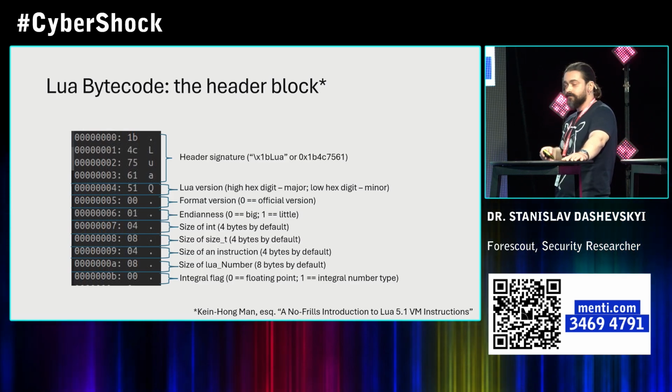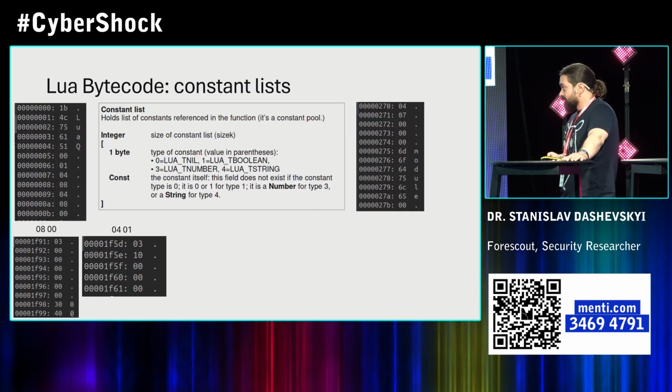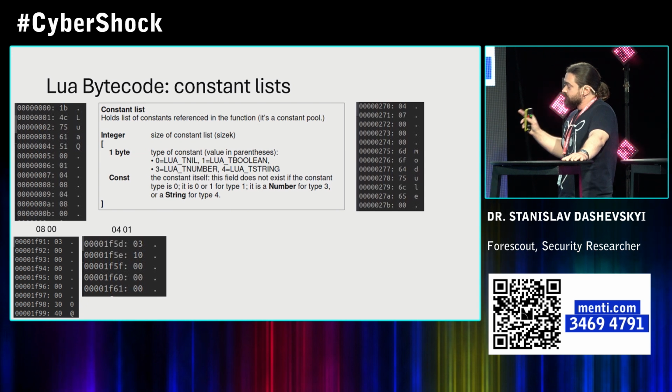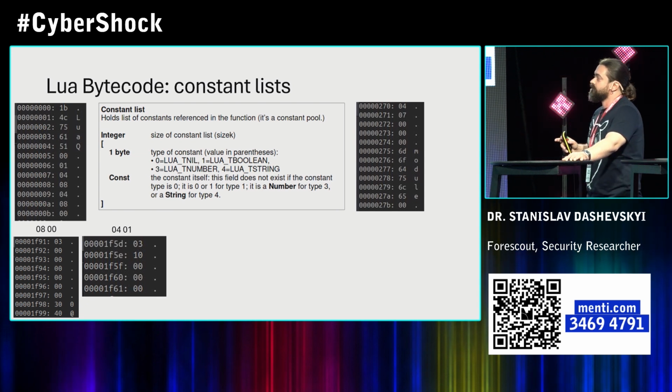So if it's 0, it's a floating point. If it's 1, it's an integer. And here I will show some examples. There are also things like function chunks.